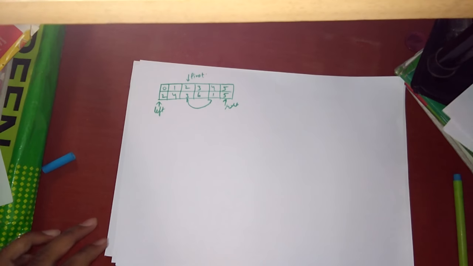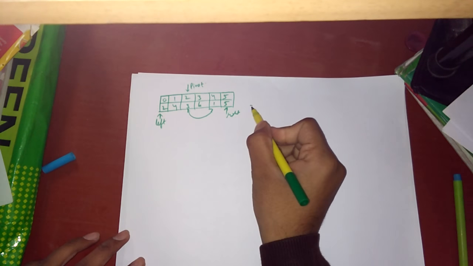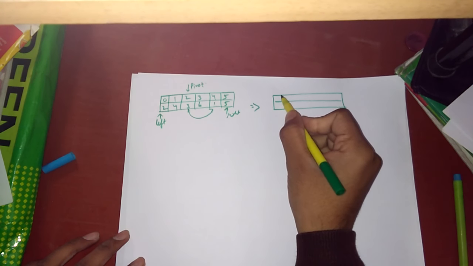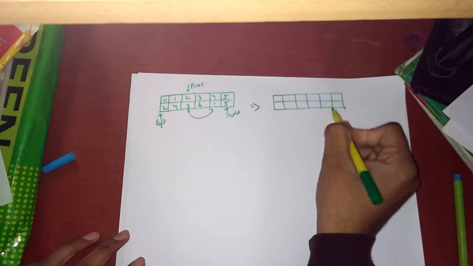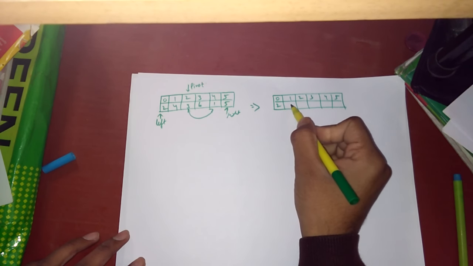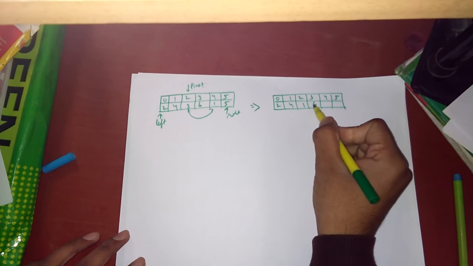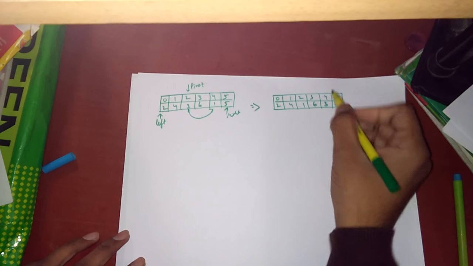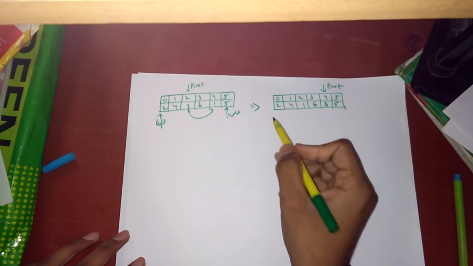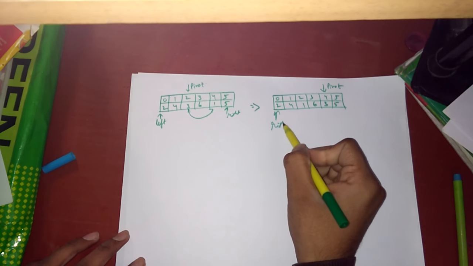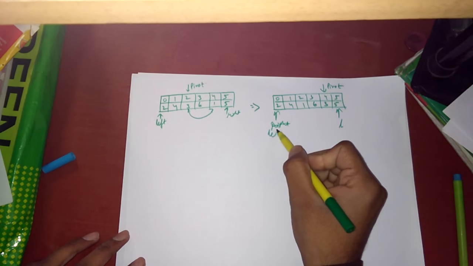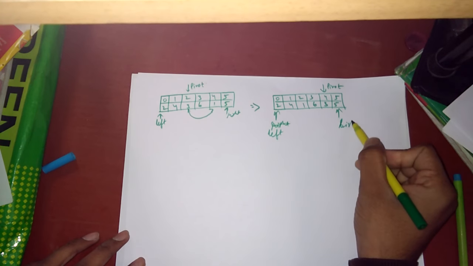Okay guys, after swapping we get 2, 4, 1, 6, 3, 5. Now our pivot is here. Left is here and right is here.